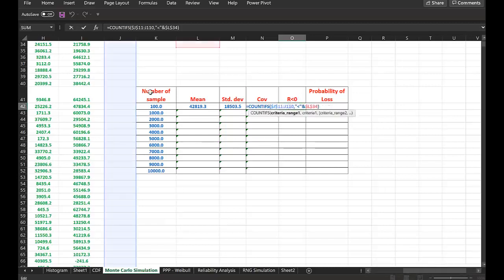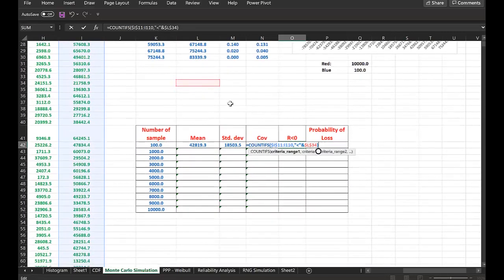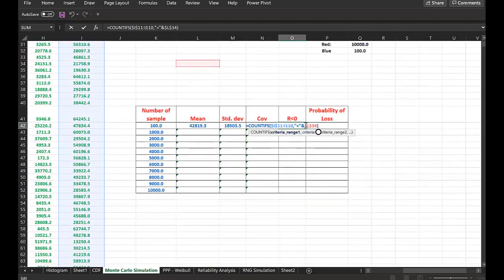So once again we will use the COUNTIF function, and let's say this is my criteria. The range is I11 to I110, and then I have to check whether this number is less than 0. So I simply put less than 0 in this case, because we are interested in losses. Let me put this as 0, or we can simply put equals to 0. So I am looking for a criteria.